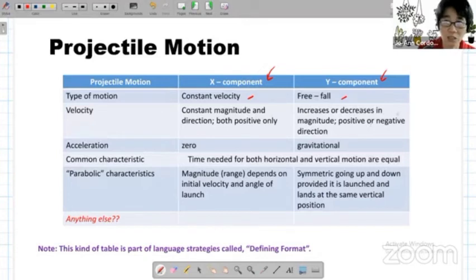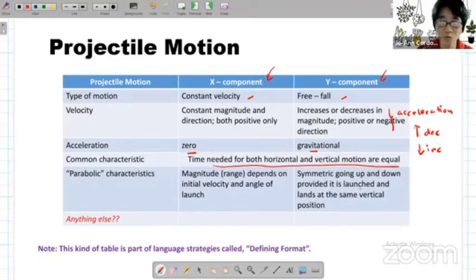Okay, so this one is because of the acceleration na na-mention na natin before kanina. So going up, decrease. Going down, increase because of the direction of the acceleration. And then we have the acceleration is 0 and gravitational. And ang common characteristic nila is the time needed for both horizontal and vertical motion are equal. So you can again ask your students to try to prove this one if it is indeed equal.